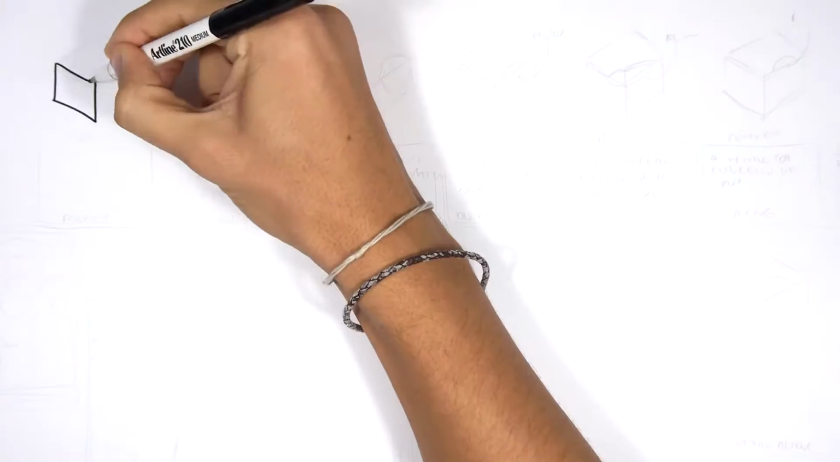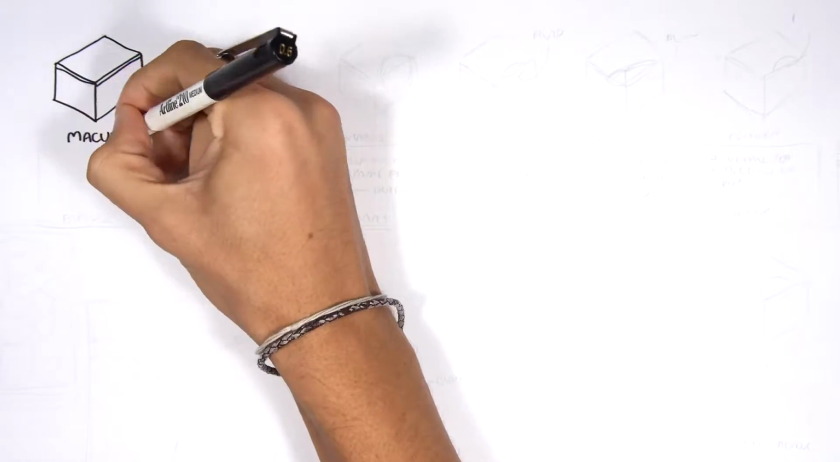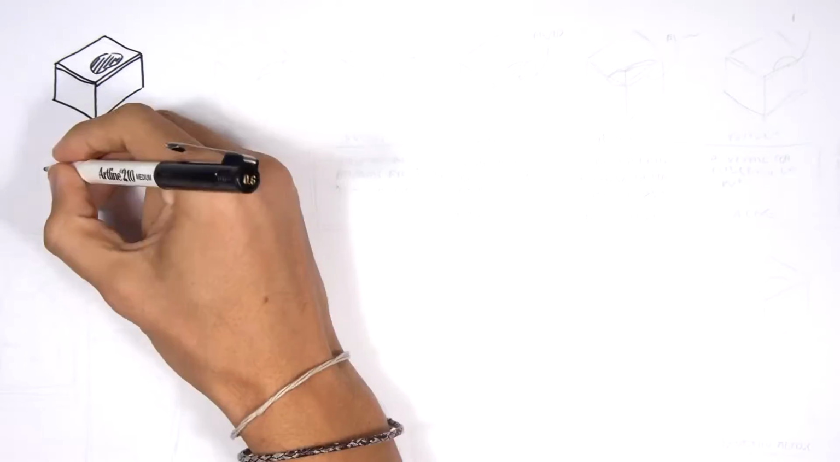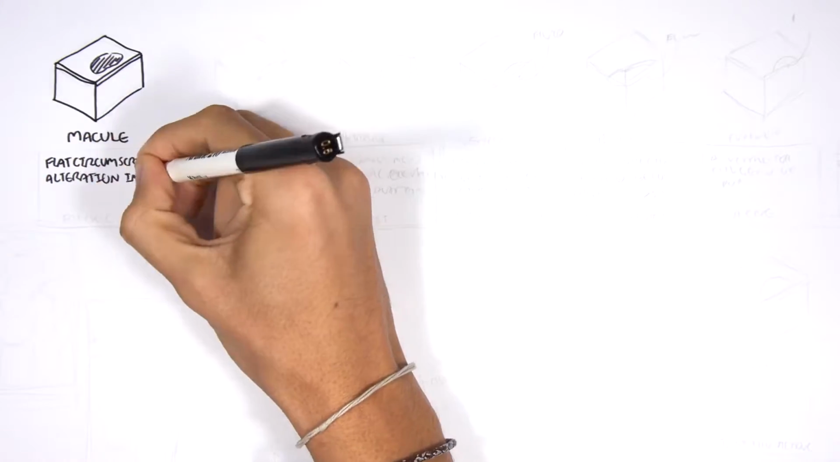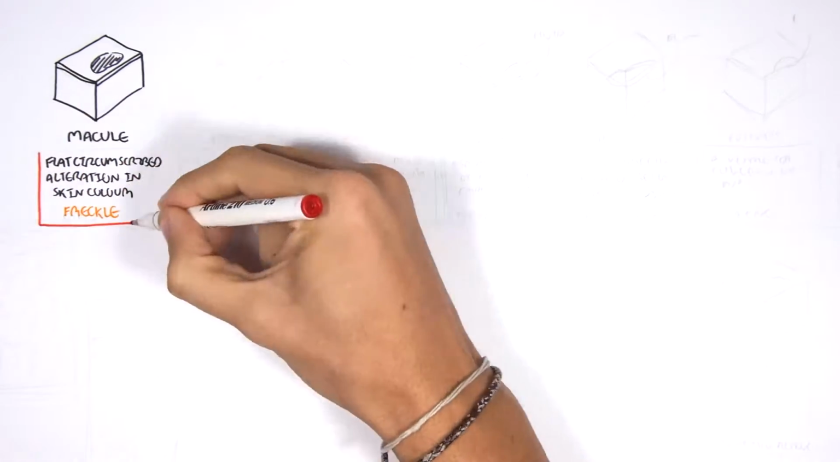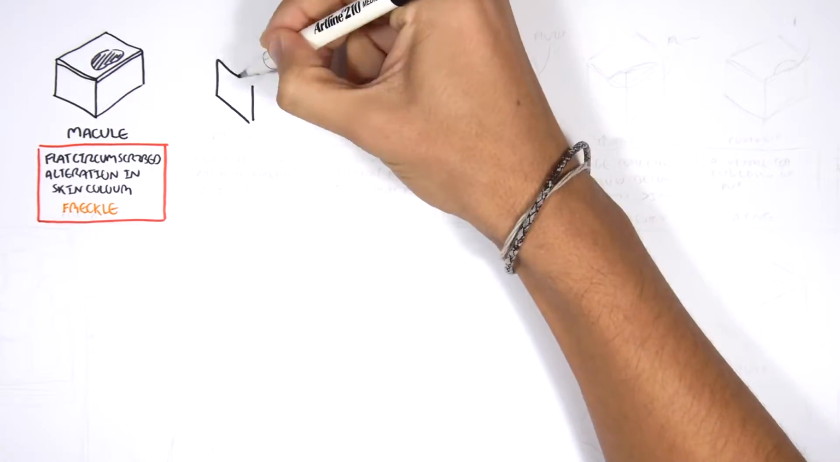So in this video, we're going to talk about ways to describe skin lesions. Let's begin with a macule. A macule is described as a flat, circumscribed alteration in skin color. An example of a macule is a freckle.